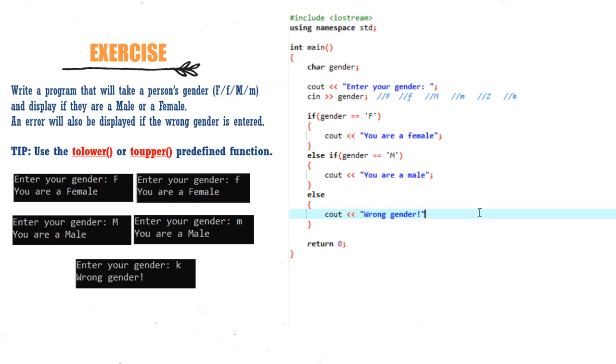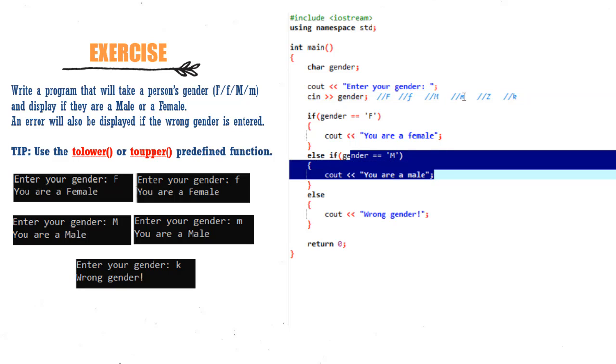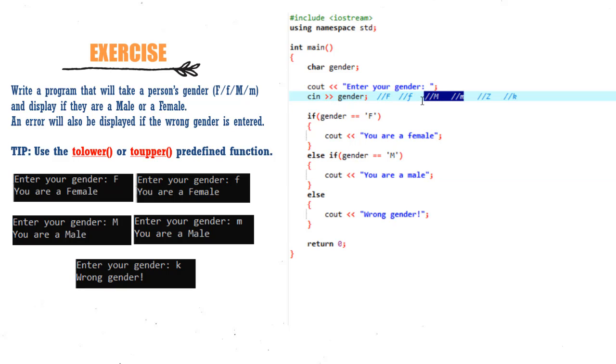Now, if you take a look at my condition right here, you are a female will only be displayed if the user enters a capital F. But what if the user enters a small f? The same thing goes for male. If the user enters a capital M, it will display this, but if the user enters a small m, then it will not go inside here. So we need to cater for small letters and capital letters as well.